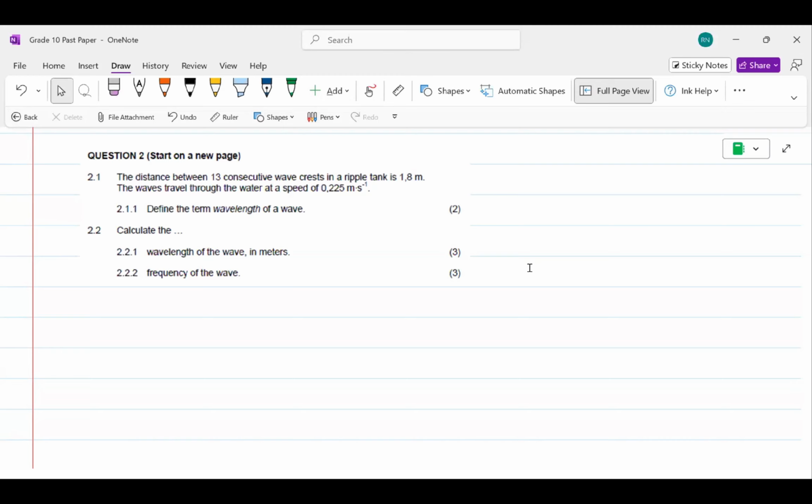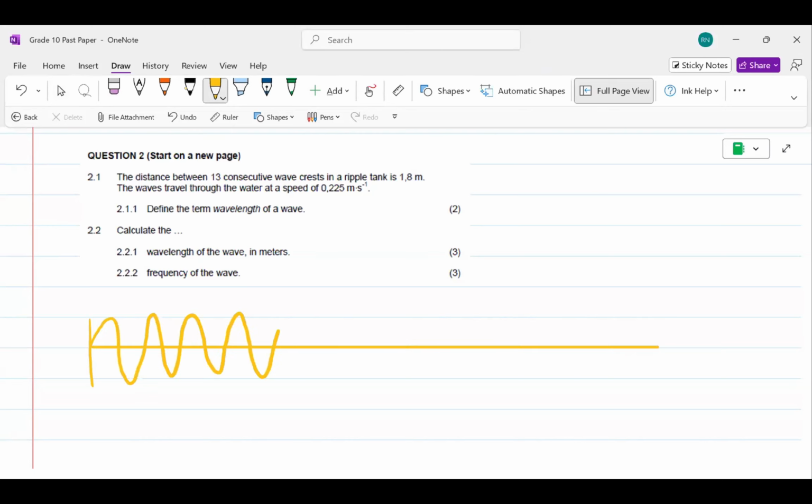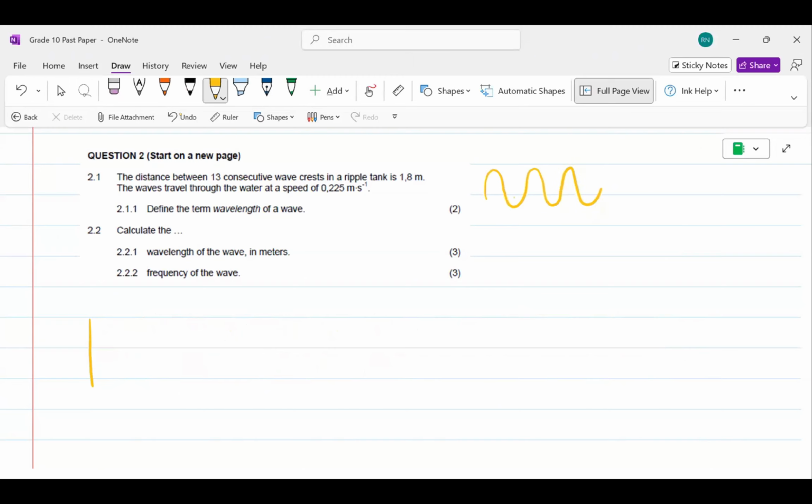Now when we try to visualize it, we can visualize it like this. We'll start at, they said how many? 13. So I'm going to draw 1, 2, 3, 4, 5, 6, 7, 8, 9, 10, 11, 12, 13. It looks like a control swirl on here. But anyway, if I have 1, 2, 3 up until 13, they've told us the distance between 13 consecutive wave crests.